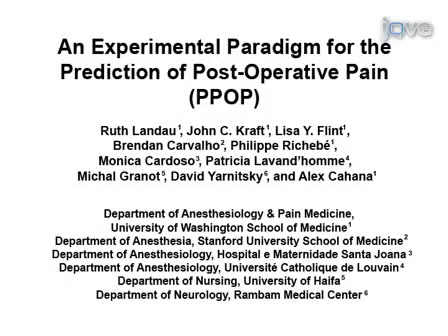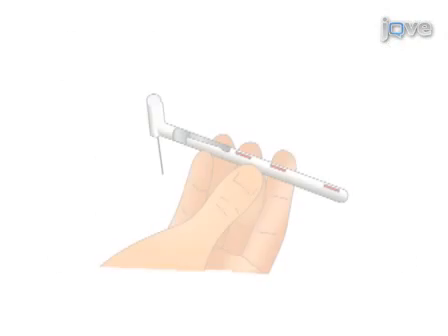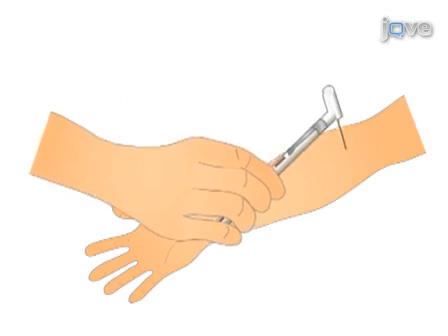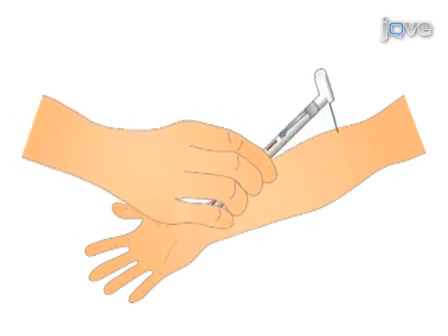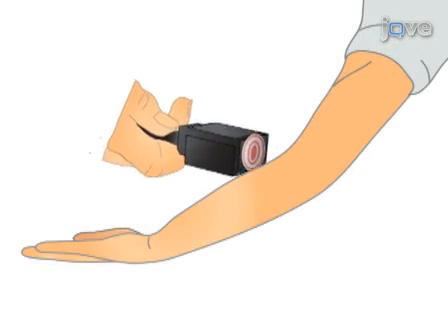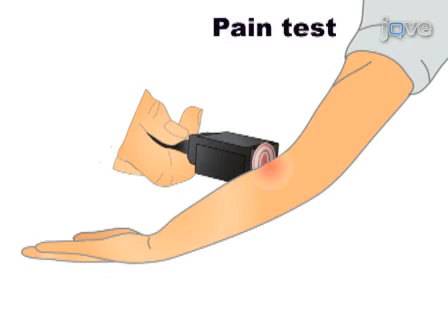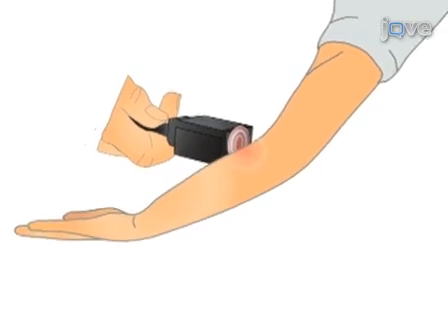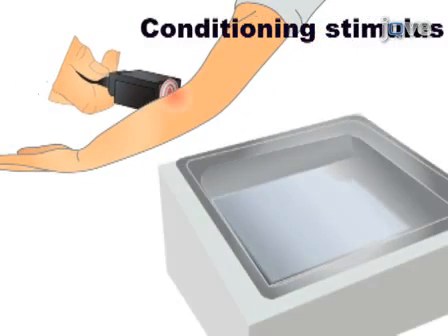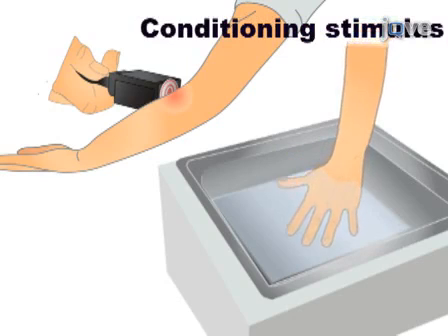This video demonstrates 3 pain testing protocols used in an experimental paradigm for the prediction of post-operative pain. The first model involves women rating the pain of punctate mechanical pressure applied to the forearm. The second model involves a dynamic test, with women rating the pain of a heat stimulus applied to the skin of the forearm, followed by women rating the pain of the identical heat stimulus while they simultaneously have their opposite hand submerged in a hot water bath.